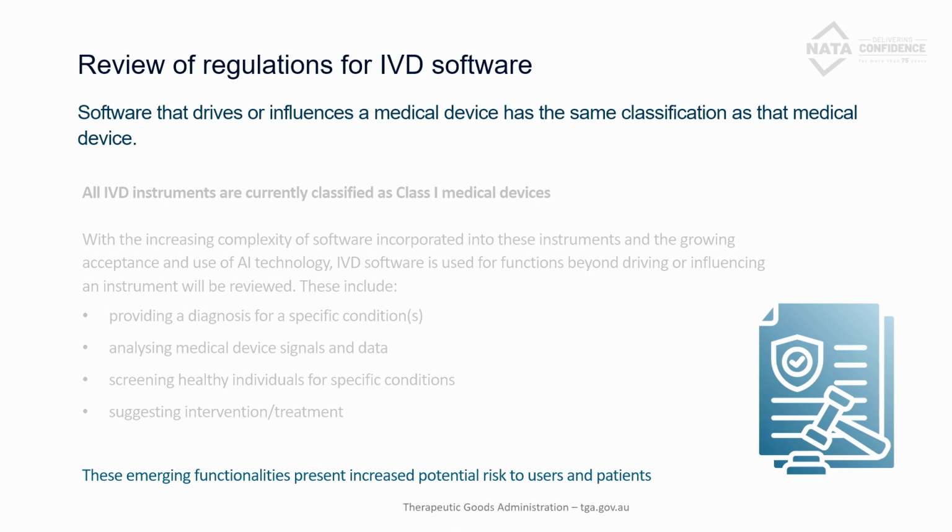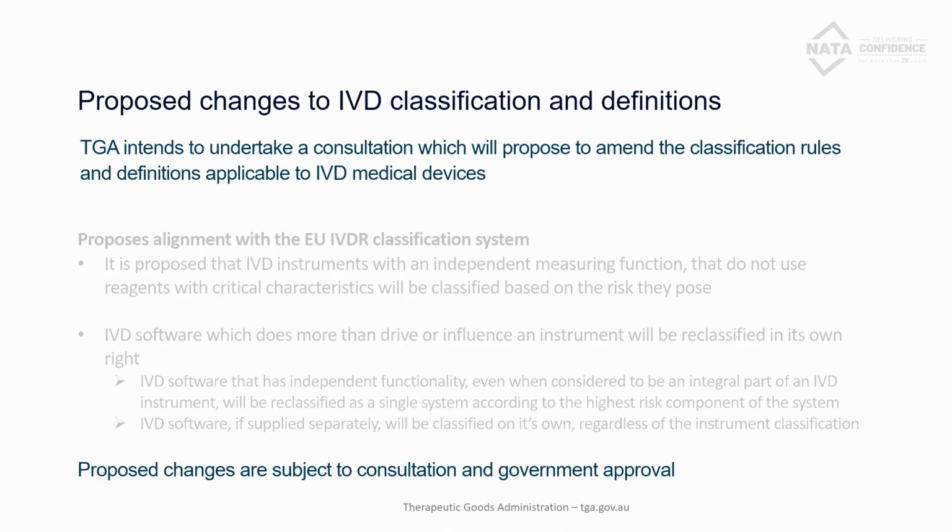Fast forward 14 years, and instruments have become much more complex. They're often incorporating their own analytical or interpretative functions as part of the software. And a lot of those instruments don't even have separately supplied test kits at a higher risk classification. So we're seeing that we've got a lot of additional functionality that's really presenting significantly increased risk. So what we will be doing is undertaking a consultation around some of the changes to classification rules.